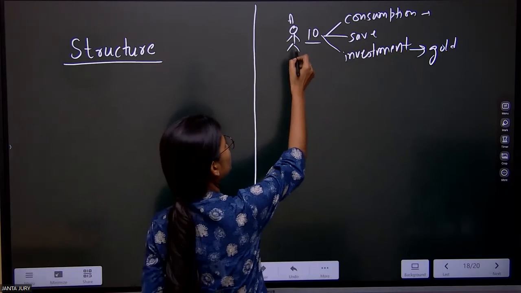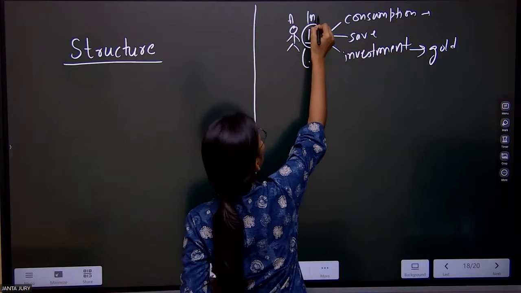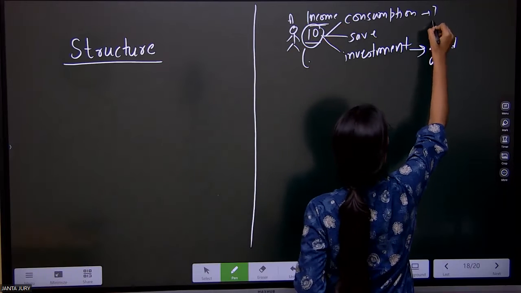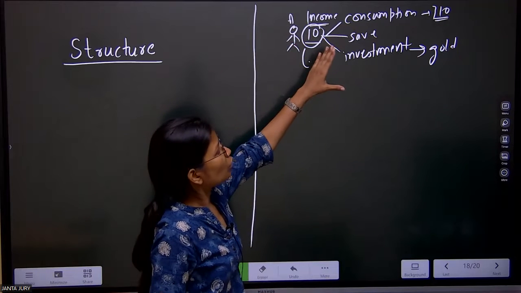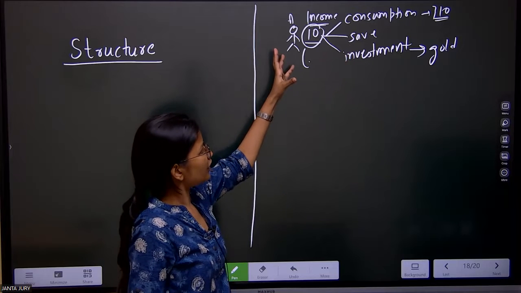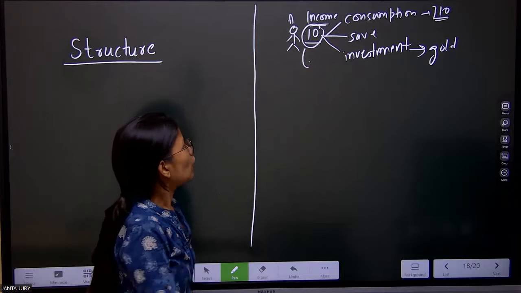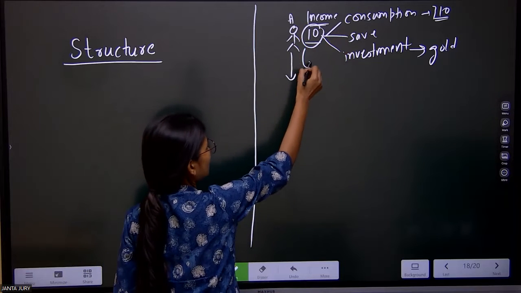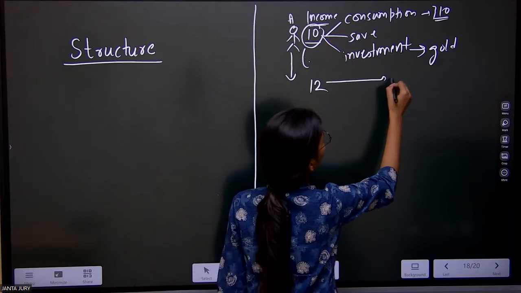So what happened? This person A's income is rupees 10 and he is consuming all of the rupees 10 on consumption only. So this person does not have enough to save or invest. Whatever amount of income he generates, all of it is consumed. But he is still very enthusiastic. So he said, okay, I will increase my income to 12. What happened? His consumption also increased to 12.